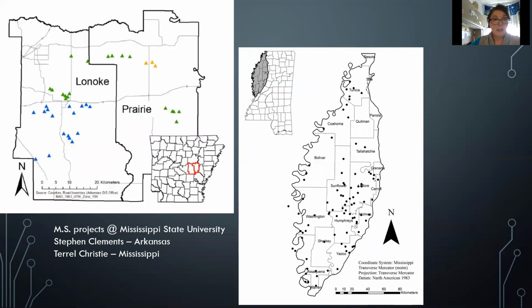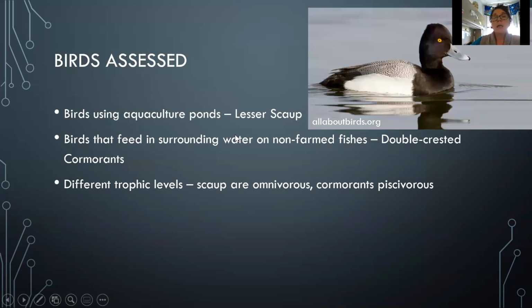So a little bit of background on this. The project itself started out as master's projects for two students who have gone through the program now at Mississippi State University. They were collecting birds from Arkansas and from Mississippi, and you can see these areas are pretty close to the Mississippi River floodplain here. The bird species that we're working with are lesser scaup and double-crested cormorants.